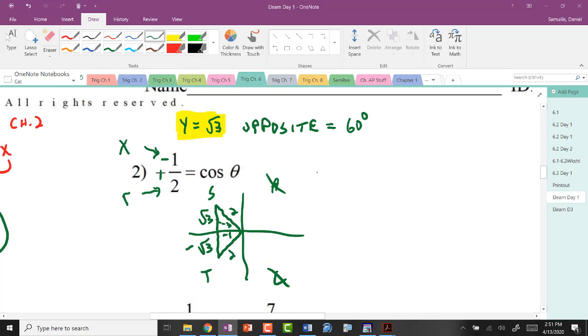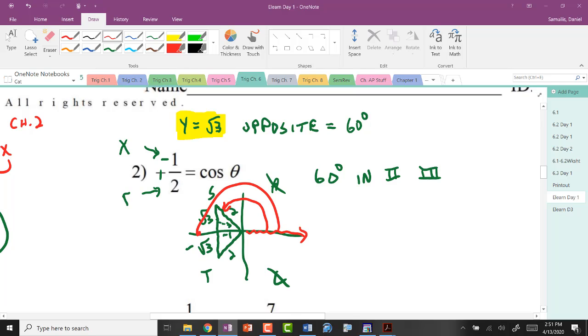But now what we have is a 60, oops, let's go back. A 60 in 2 and 3, and I want it in degrees. So the 60 in quadrant 2 is 180 minus 60. It's not rocket science here, folks. You don't have to make that a memorization.